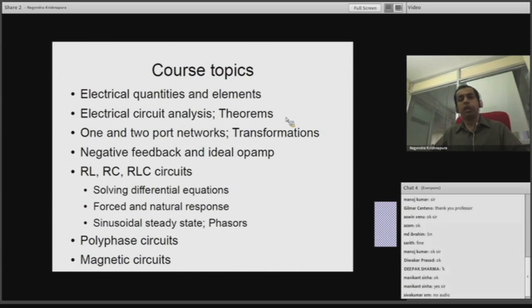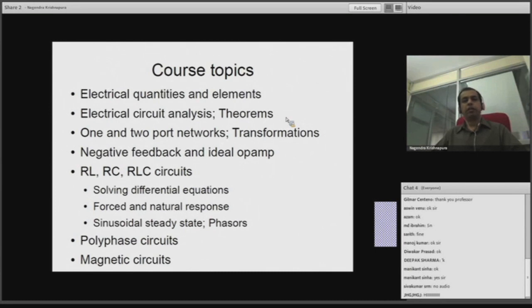Okay. Now, it turns out that there are also certain general theorems about circuits, which are very useful in analyzing circuits, in representing circuits and so on. We'll discuss those things. Then we'll talk about what are known as one and two port networks. It will be very clear what I mean later.